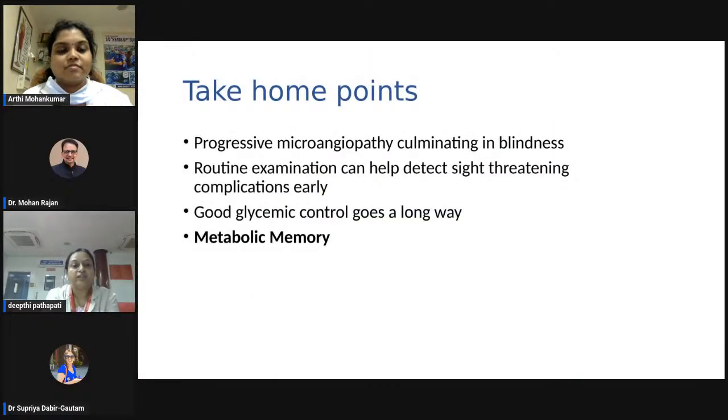What are the take home points? Progressive microangiopathy culminating in blindness. Routine examination can help detect sight threatening complications early. Good glycemic control goes a very long way, and metabolic memory should not be ignored. Thank you.